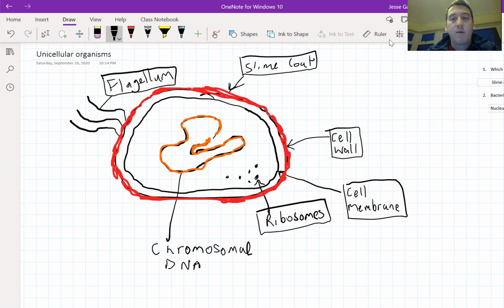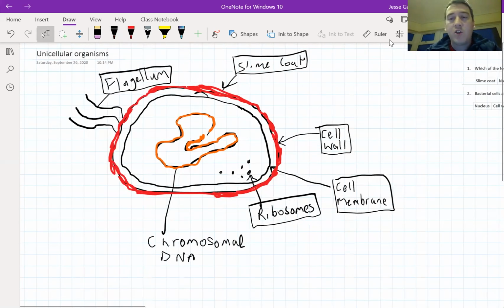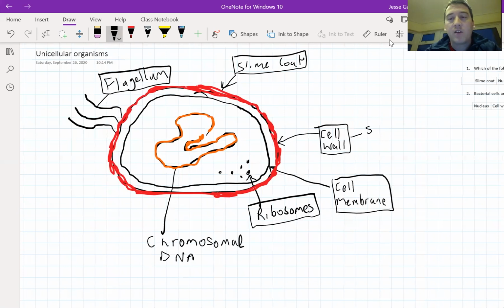So just a quick recap. The cell wall, its job is to strengthen and protect the cell. The cell membrane controls what materials can pass in and out. So it controls what can pass in and out of the cell.